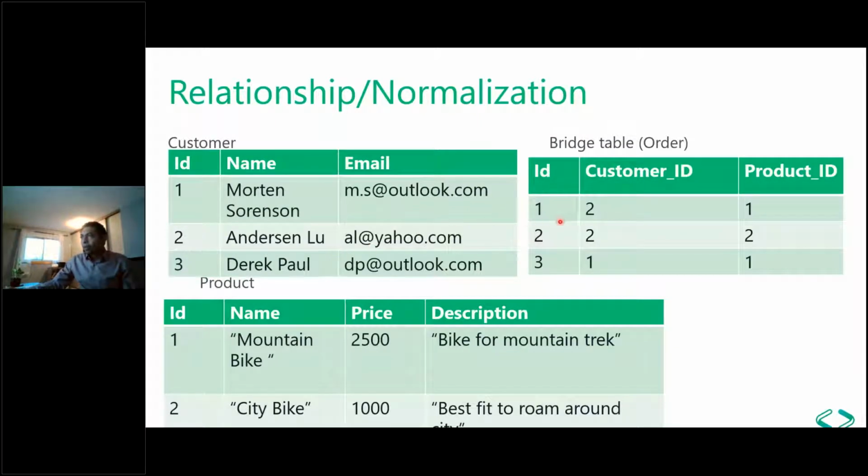So now as long as you have the bridge table, we can translate that, okay, customer number 2, who is Anderson, he has the product number 1, right? So actually he bought the bike, mountain bike, the price is $2,500. So that's when it comes to your SQL, you have to have this kind of relationship.